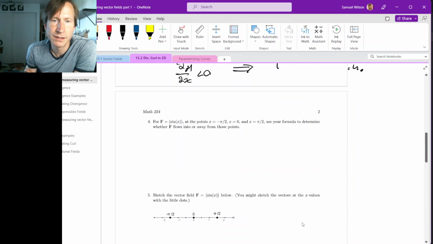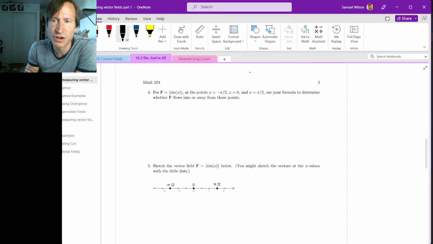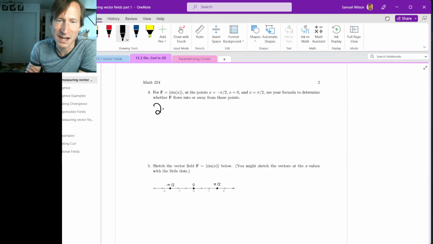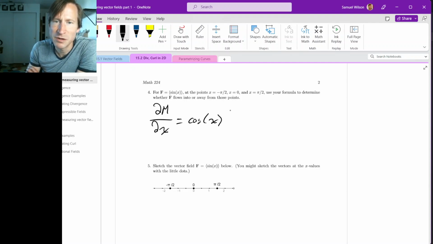All right, so for number 4, use our formula to determine whether F flows into or away from these points. Well, first we need to calculate the quantity that we decided will tell us if it flows in or out. So that was this derivative, partial m partial x, which is going to be cosine x, right? And then we can evaluate it at these points. So partial m partial x, evaluated at minus pi over 2. Cosine of minus pi over 2 is 0.